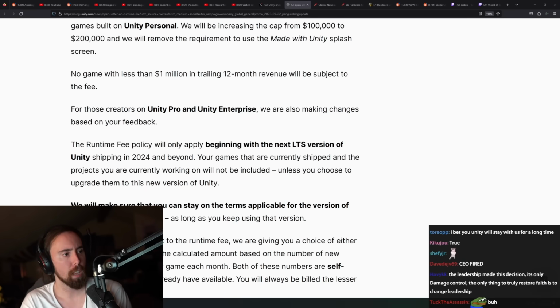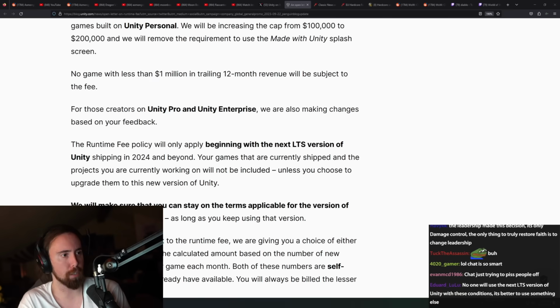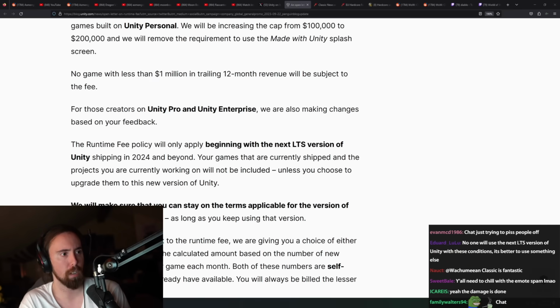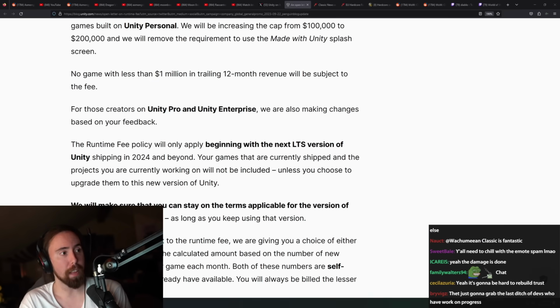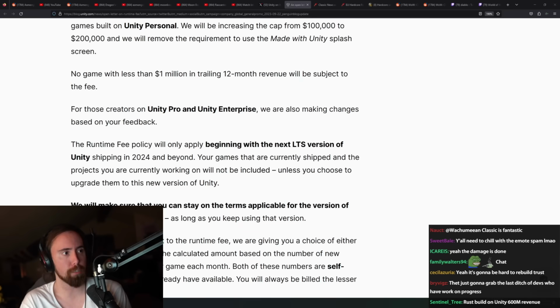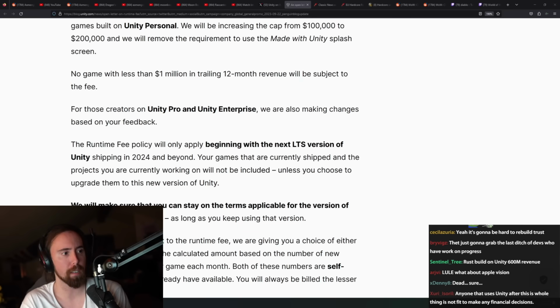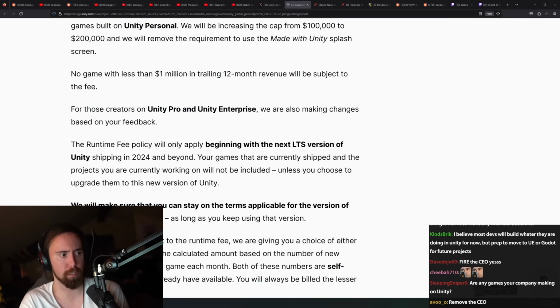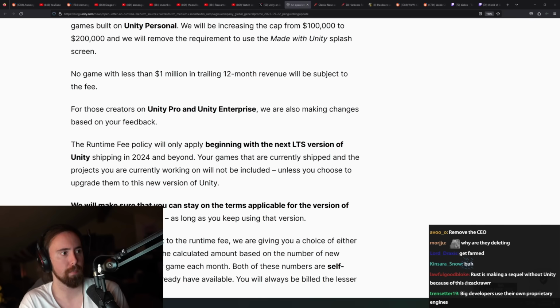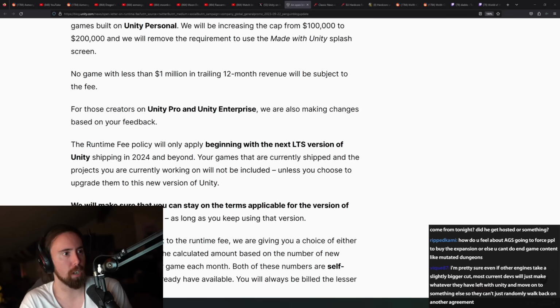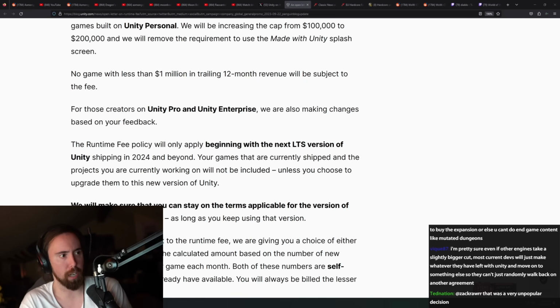What's this here? Imagine Xbox went back on their decision to require internet to use the console. Well, they did. They did have to go back on their decision because PlayStation was farming them. That's what happened. It stops the bleeding. Yeah, I think that's the best that they can hope for. Leadership made this decision. It's only damage control. The only thing to truly restore faith is to change leadership.